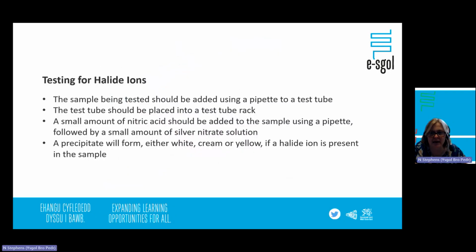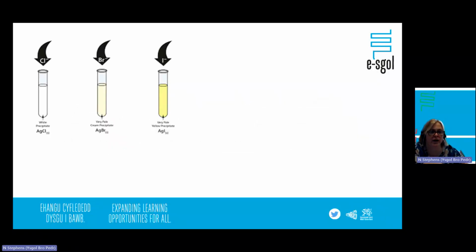So, test for halide ions. The test for halide ions in inorganic compounds is much more straightforward, but is the same final step, of course, as there would have been for the organic halogenoalkanes test. But in this case, the sample being tested is simply added to a test tube, acidified with nitric acid. Don't forget the importance of using nitric acid as opposed to something like hydrochloric, because hydrochloric acid may well give you a false positive if you use it. And then you're looking for the precipitation to be white, cream or yellow, of course.